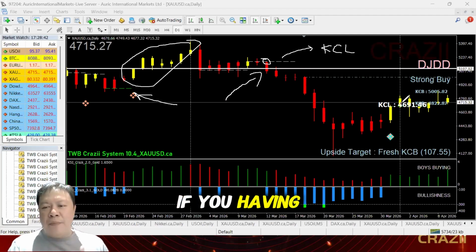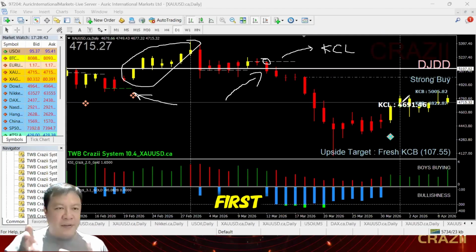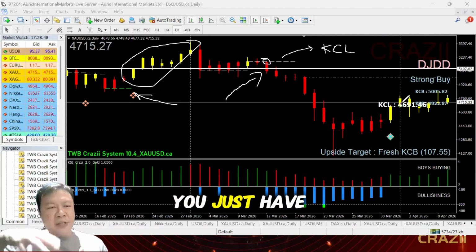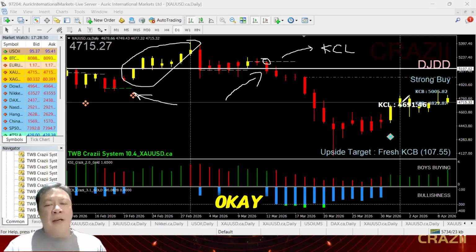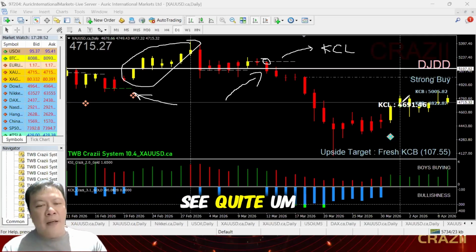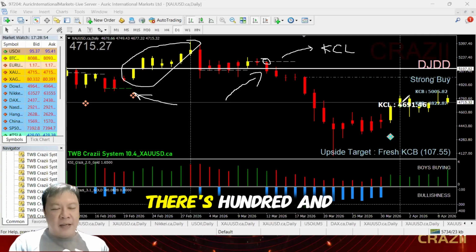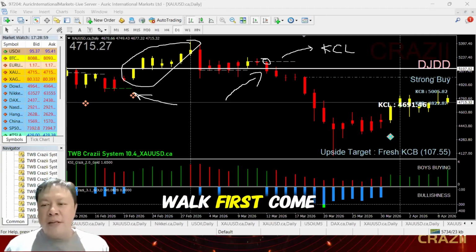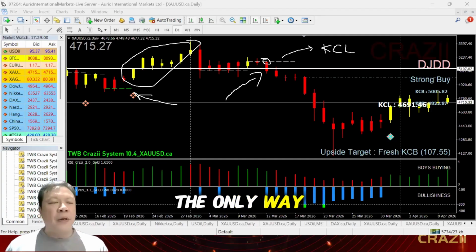Num, if you're having problems with my screen, exit first, then come back again. Sometimes there could be some issue here. You just have to exit first, then come back in again. Everybody else can see quite well, right? There's 127 people now, all are okay. Don't worry. Exit first, come back. That's the only way out.